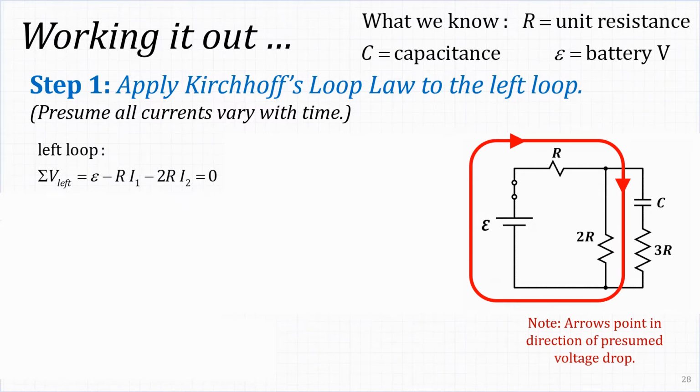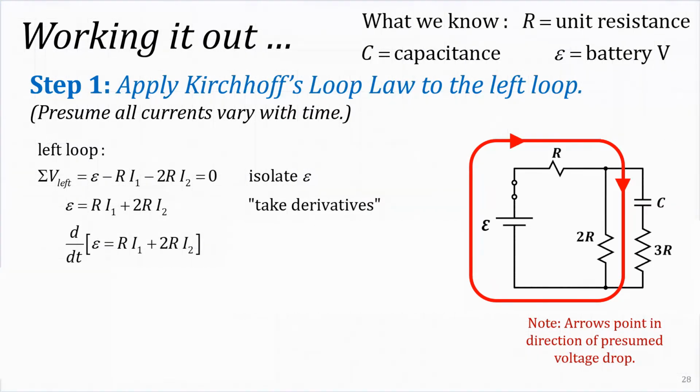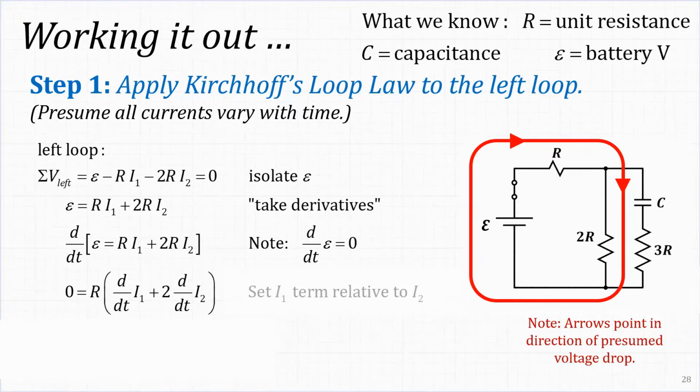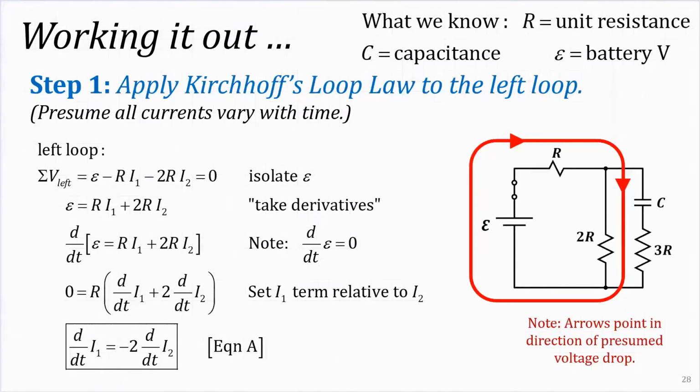The rest is just math. So I isolate our EMF to get our EMF in terms of I1 and I2 currents. Then I can take the derivative of everything. Note that the time derivative of EMF is just 0. So now I've got an equation for I1 in terms of I2, which I will call equation A.